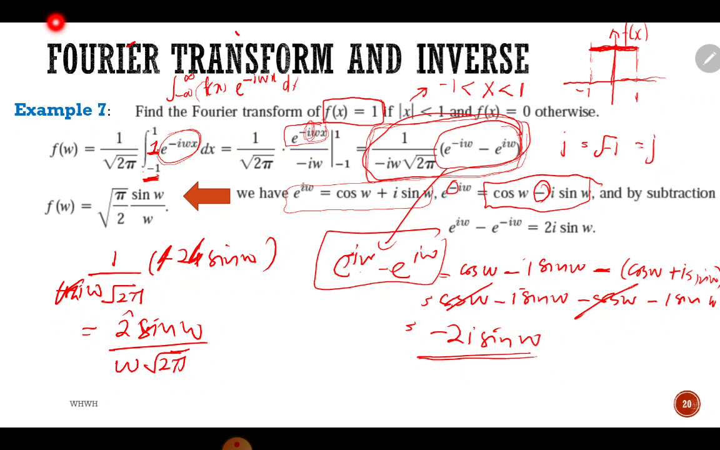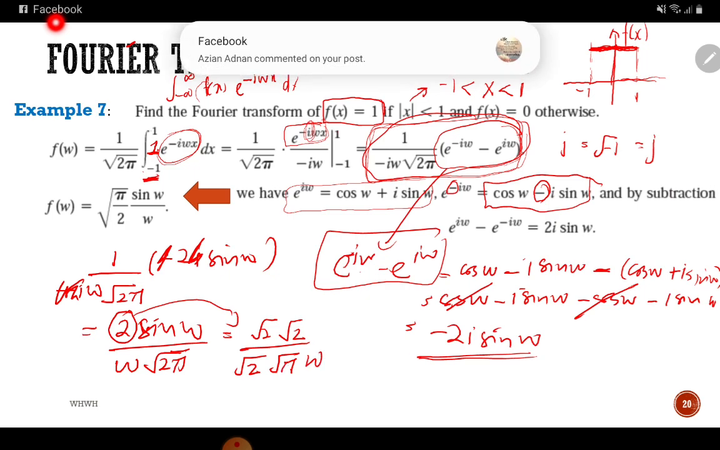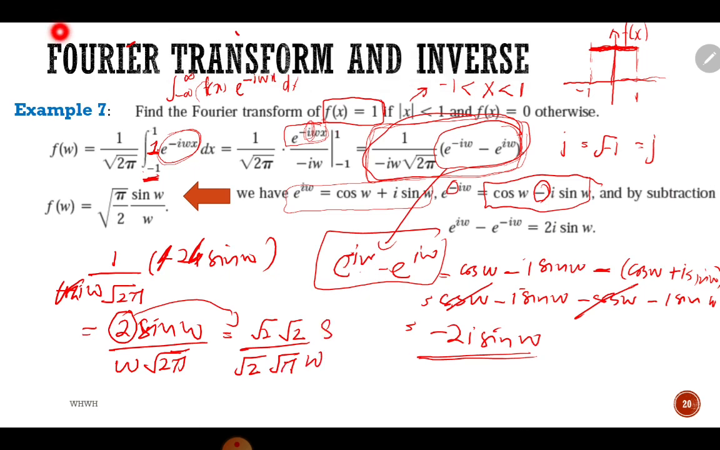And we know 2 is square root 2 times square root 2. So square root 2 pi is square root 2 times square root pi, omega, sin omega. So you may cancel this. Then we have finally square root 2 over pi, sin omega over omega. This is our final answer.